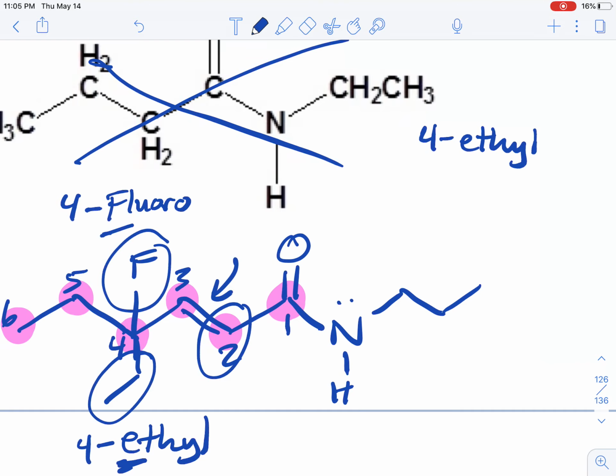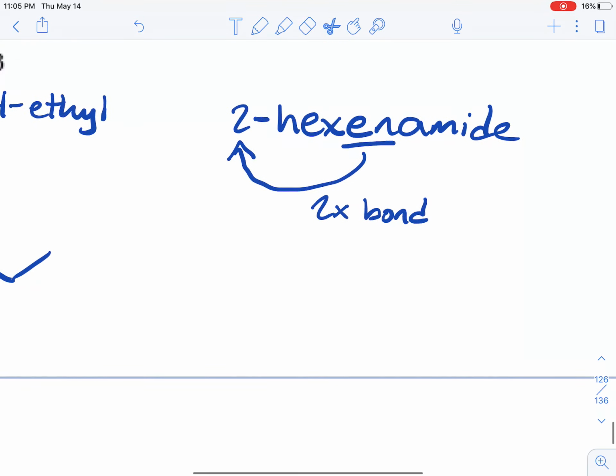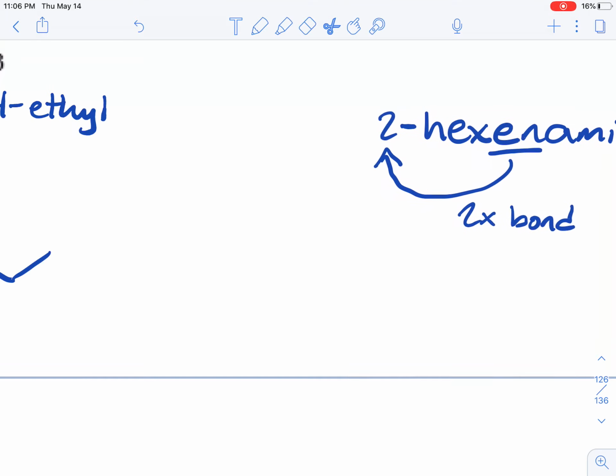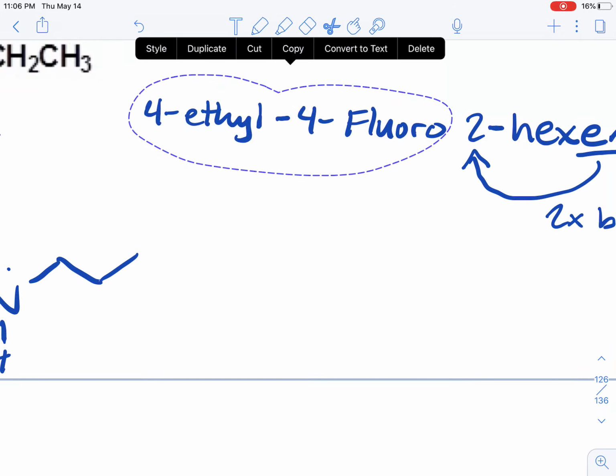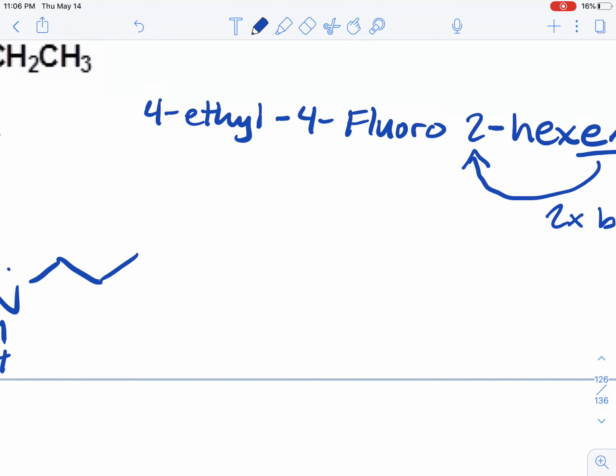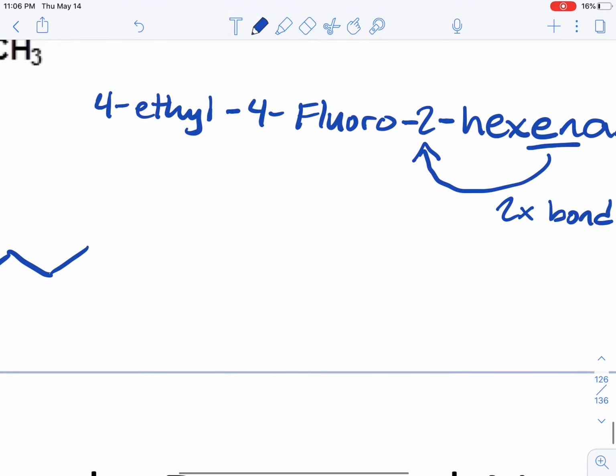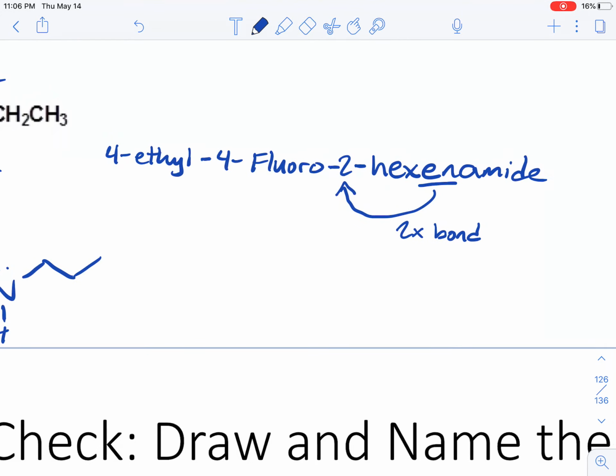And then now I can go ahead and put in the fluoro. So I need to scoot this just a little bit, give some room. So dash 4-fluoro. And I'm going to move this a little closer, and put a dash between the fluoro and the 2. So I have 4-ethyl-4-fluoro-2-hexenamide. Okay. Now we're not done yet.